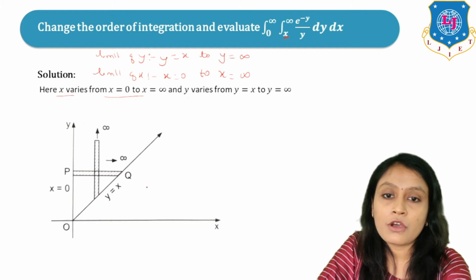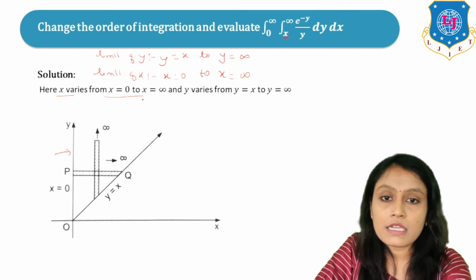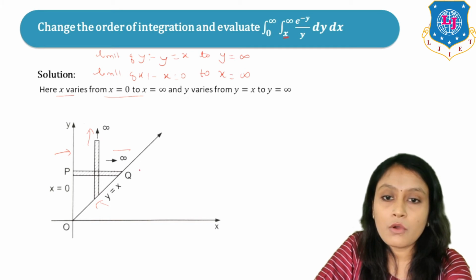Now we will draw the graph using these lines. Firstly we will draw x equals 0. So this is your y-axis, that is x equals 0. Next, x tends to infinity, so we cannot draw this. So this portion is when x tends to infinity. Then we will draw y equals x. So this is your line y equals x, and y tends to infinity, so this is the y tends to infinity portion. Now all the lines combine here. So this is our region R.